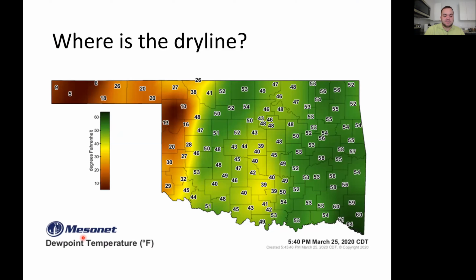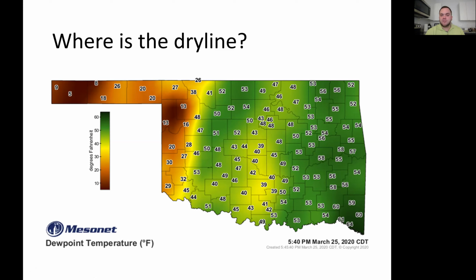So let's do a little exercise together here. This is from Wednesday, March the 25th, when I'm recording this video. And this is a map of Oklahoma showing current dew point values as of about 5:40 p.m. So I want to ask you, where do you think the dry line is located in this example?